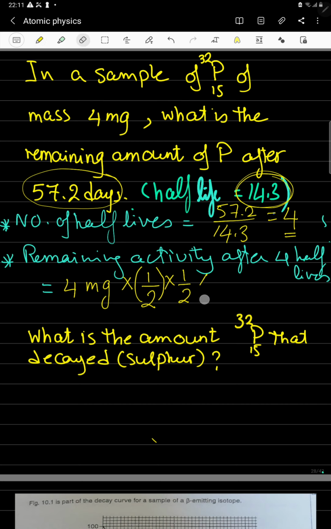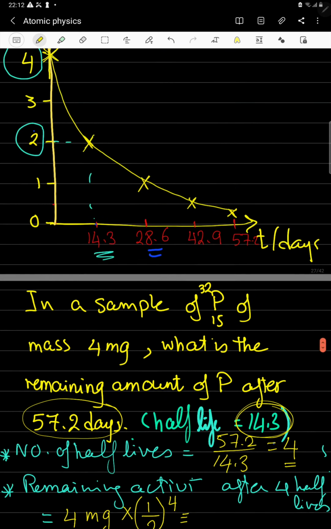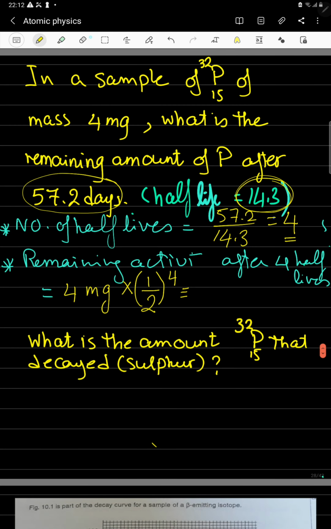I'm going to multiply the original count بتاعي by half to the number of half-lives. Here I have 4 half-lives. Okay, يبقى الamount of remaining phosphorus هنا هتبقى قد ايه؟ هتبقى 4 milligrams, divided by 1 over 16. Okay, يعني 0.25 milligrams of phosphorus are remaining in the sample.